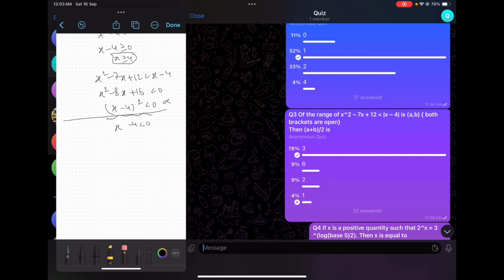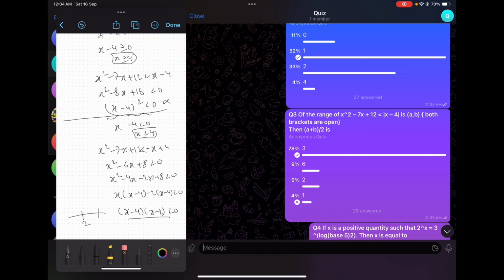Next, the other case: x minus 4 less than 0, so x less than 4. So x square minus 7x plus 12 minus x plus 4, less than sign, this goes this side: x square minus 6x plus 8 less than 0. This becomes easy now. x square minus 4x minus 2x plus 8 less than 0. x common, x minus 4, minus 2 common, x minus 4, less than 0. So x minus 4 times x minus 2 less than 0. So the range will be, this is very easy, plot it on a number line if you have doubt: positive, negative, positive. So our range will be 2 to 4.